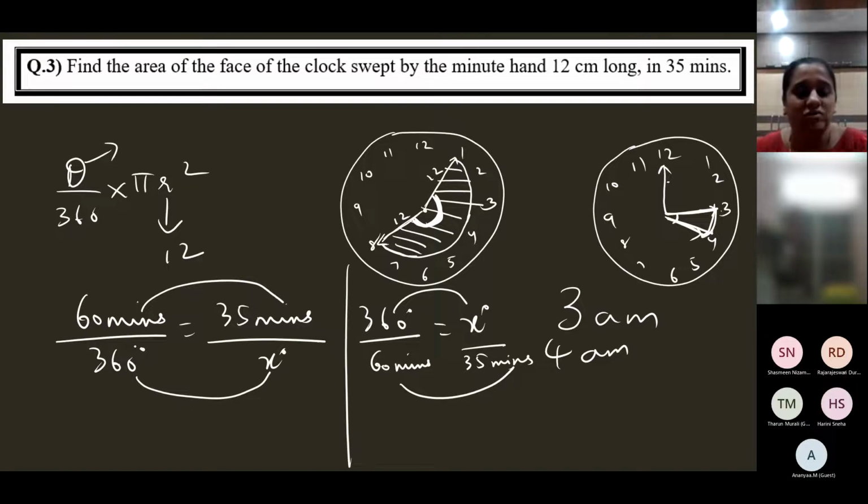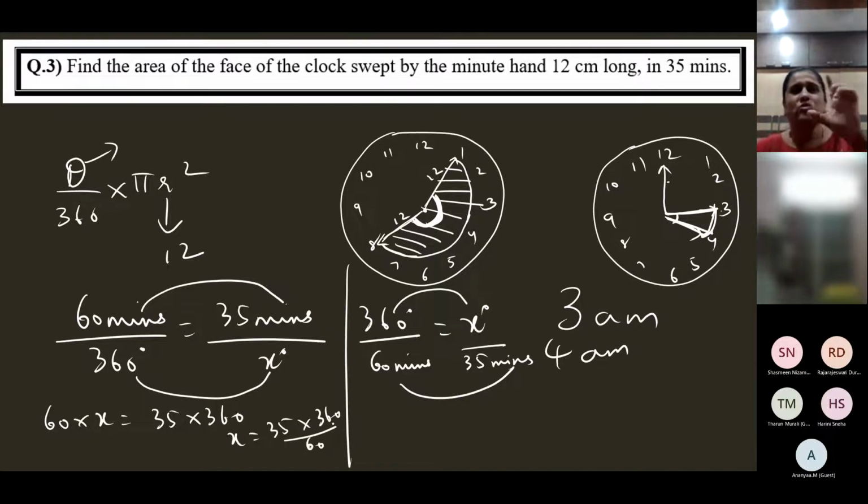Okay, so let's cross multiply. So 60 into X is equal to 35 into 360. So X is equal to 35 into 360 divided by 60. I prefer you do this than multiplying by some fraction. So 6 into 6 is 36, 35 into 6, so 70 into 3, 210 degrees. So this angle is 210 degrees, children.